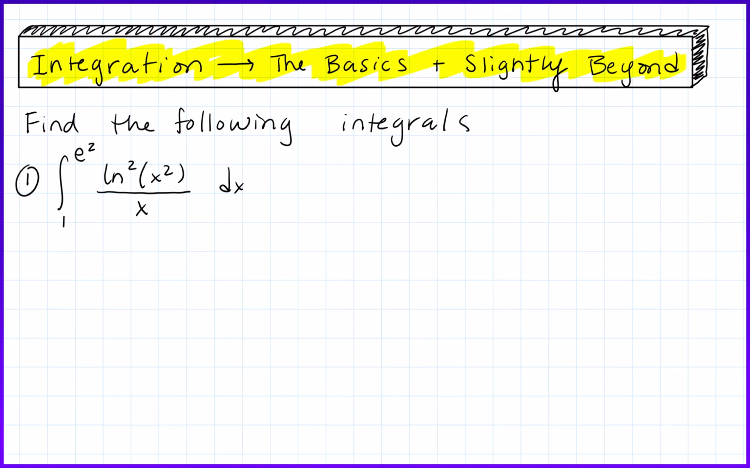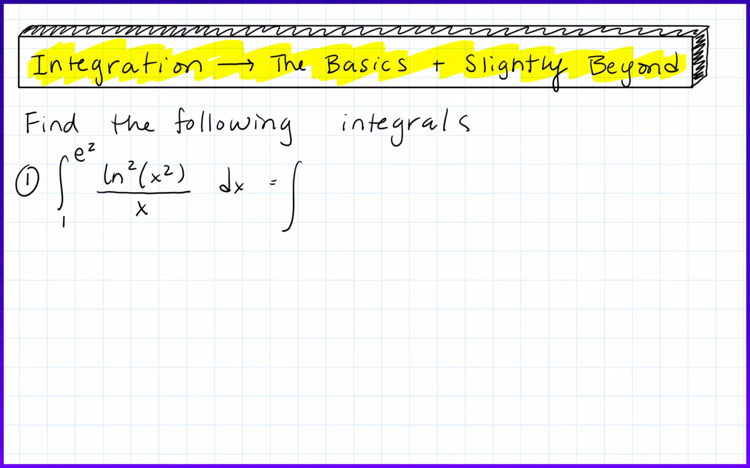This is just some more practice for us, getting us set up for lots more integration strategies that will come in the next couple of weeks. Okay, let's take a look at this first problem. We have a definite integral from 1 to e squared of the natural log squared of x squared all over x dx. And we're looking at this and thinking, okay, how am I going to integrate this?